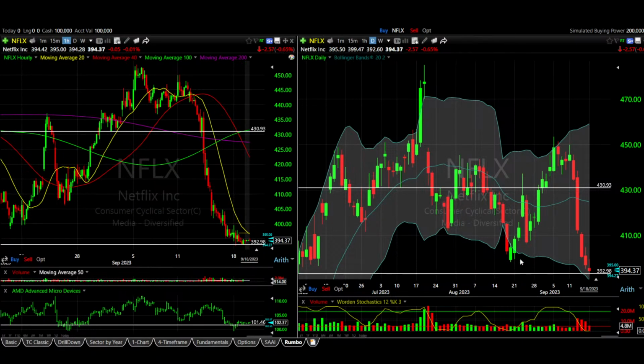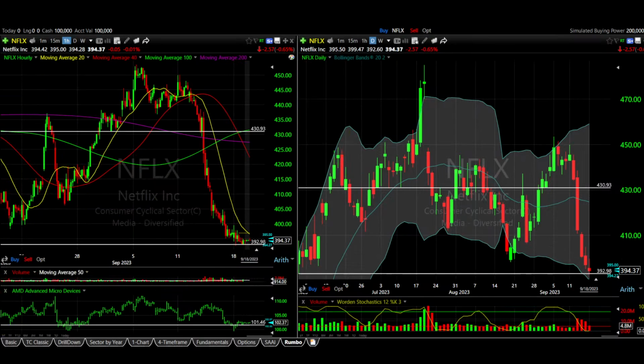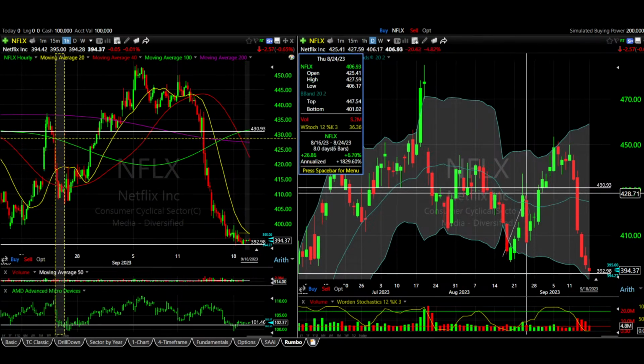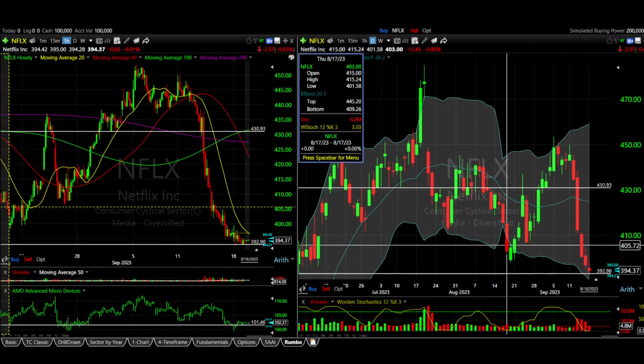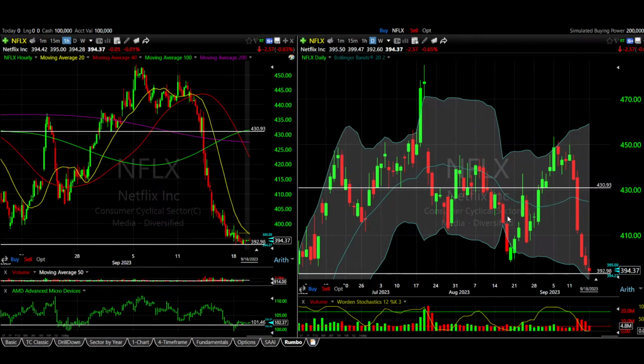So for example, if the stock is right on the edge and it starts going up, as you can see, it gets a green candle, right? You can buy a call all the way to the middle line. And as you can see, it goes from 405.72 to 424.93. And that is one way Bollinger Bands work.